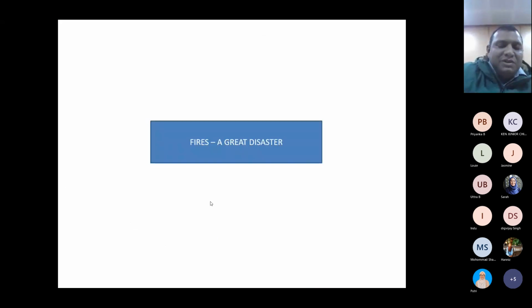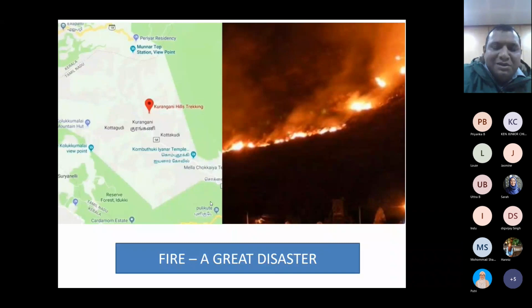Coming to the last, very important thing is fire. It's a great disaster also. Let me give a few examples. This is a case that happened in Tamil Nadu way back in 2017 or 18. I think the fire happened near my district. It killed 26 people. In a fraction of maybe half an hour, 1 hour, no action could be taken.